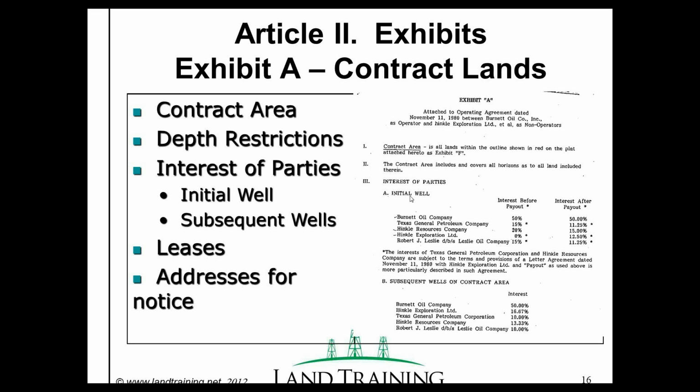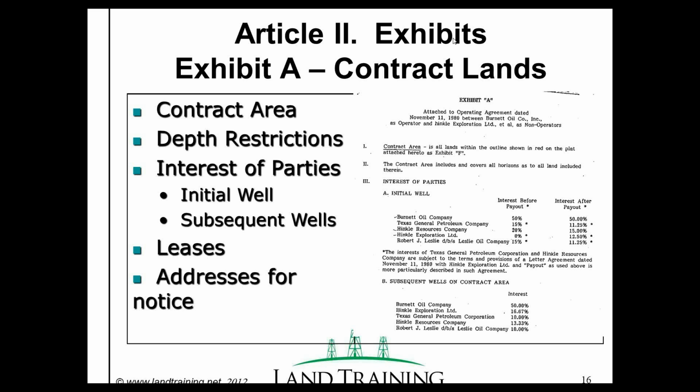First of all, in the initial well, the first well, it's going to be 50, 15, 20, 0 before payout, and then after payout, it's going to be a different interest. And then subsequent wells, so any other wells, this is how they're going to be split out. So it handles who's going to pay what bills and who's going to get what kind of profit. And then it's going to outline what the different leases are, so these will be attached, and it will give any addresses for notification, like a non-consent notification.